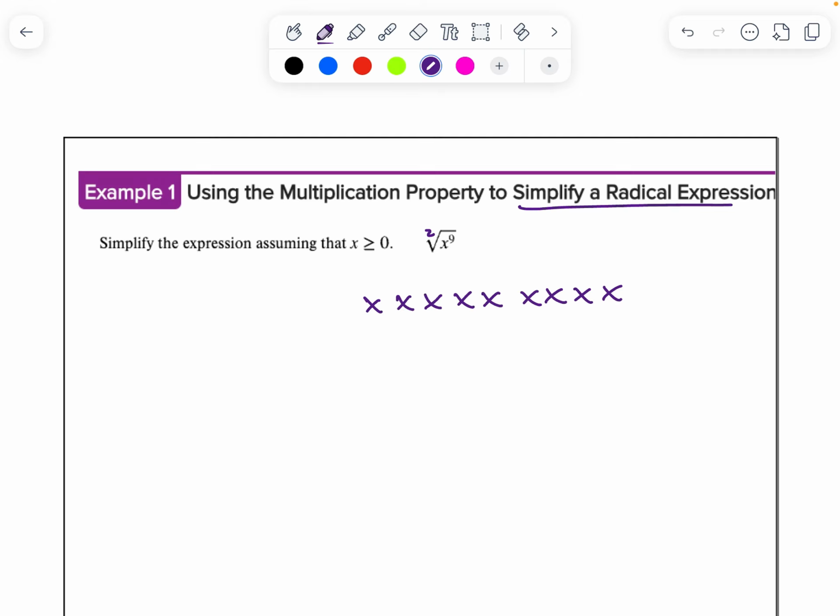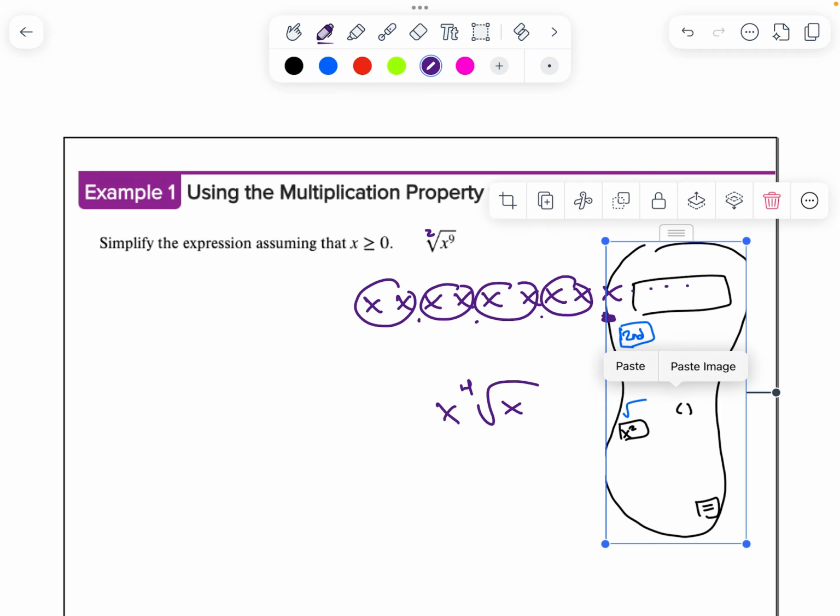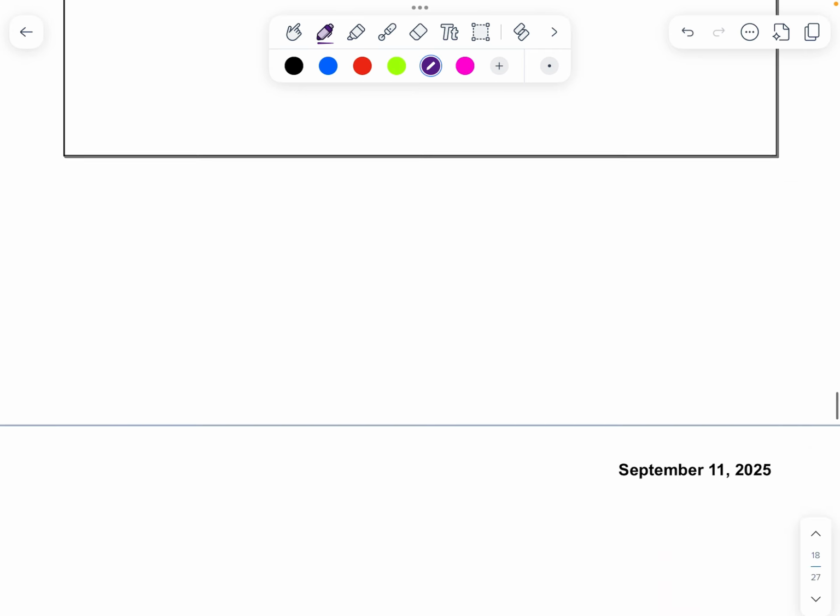Count those, there's 9 of them. And since the understood index is a 2, we're looking for pairs. I like to use the analogy that this is the buddy system, that buddies get to go outside. So 4 of those sets of buddies get to go outside, and this one lonely guy here has to stay inside. The things that get to go outside get multiplied, so those times those multiplied gives you x to the 4th. If you had more than one thing inside, you would multiply them to get the inside. Outside multiplies to get the outside, inside multiplies to get the inside.